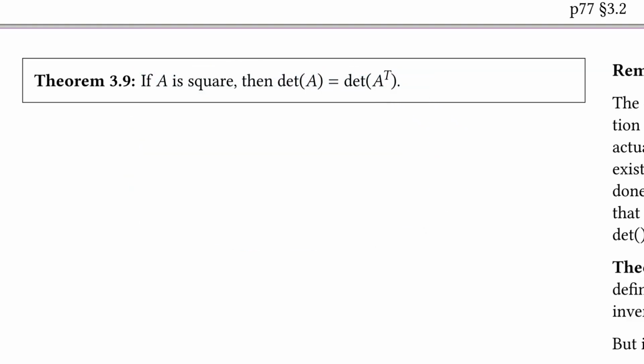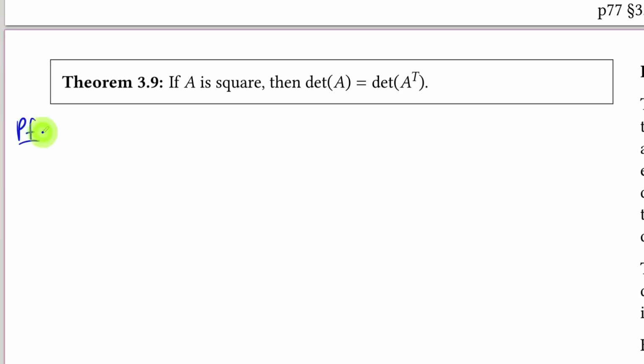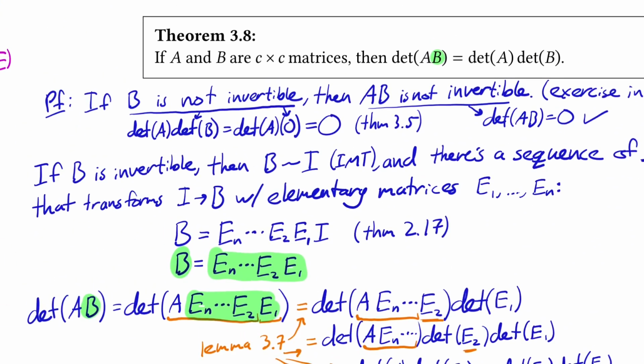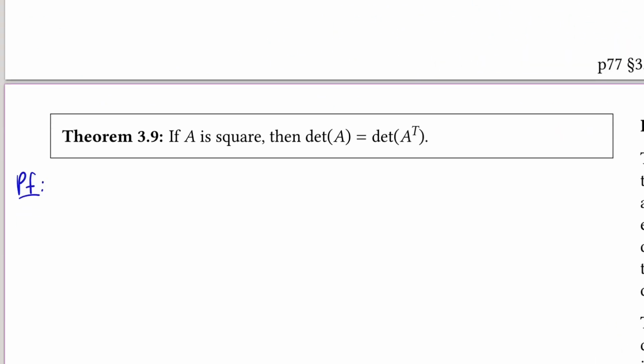So let's see. To prove it, we're going to do a similar trick as before. I mean, it's not exactly a trick. It seems like a pretty reasonable thing: break this into a case where we have an invertible matrix or a non-invertible matrix. Because we know the determinants of non-invertible matrices are always 0. And if it is invertible, we can do something with elementary matrices.